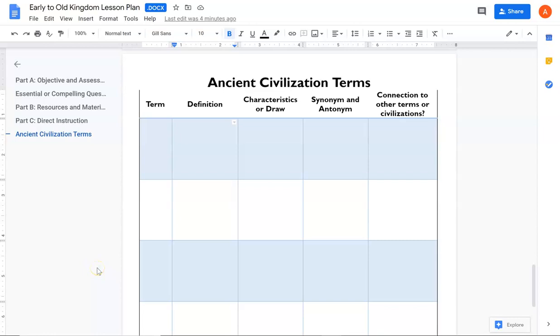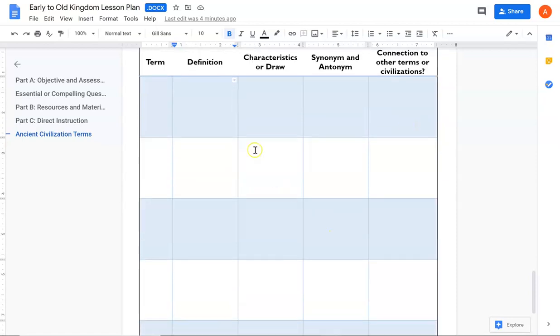Hey guys, so today we are going to work on some terminology from ancient Egypt that is from early to old kingdom. And what we're going to do, while you guys follow along with the PowerPoint, we're going to fill out this graphic organizer, which will ask for the term, the definition, characteristics, so you can draw a picture here, the synonym and the antonym, and I would label that, and then your connection to other terms or civilizations.